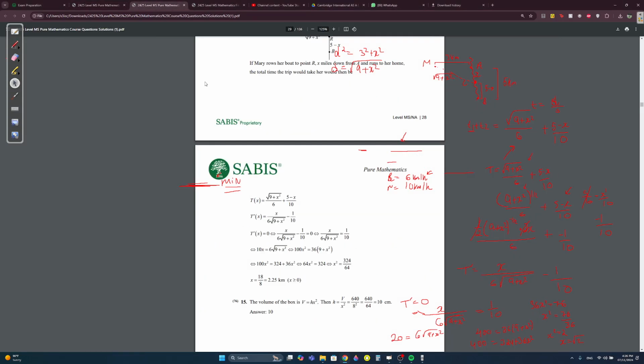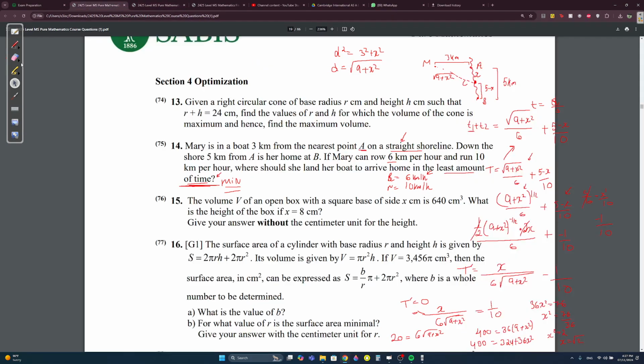I don't know what the answer is. Sorry, sorry. I'm blind. I thought this x was a 2. My fault, my fault. How did I read this as a 2?